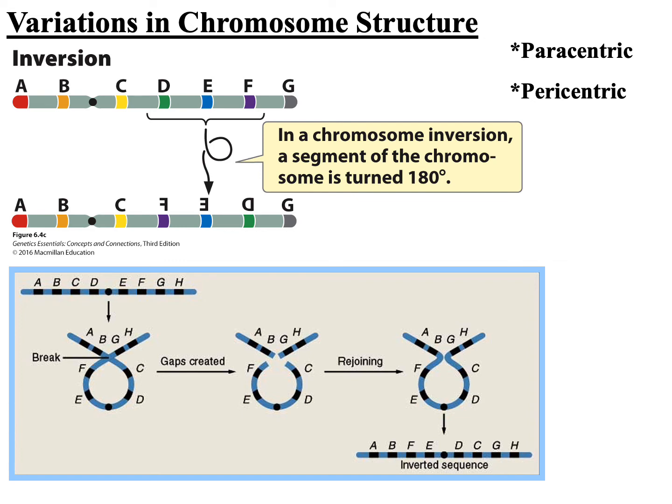Now, inversions can be categorized as paracentric or pericentric, and this really is just a definition that describes where the inversion has taken place. If it includes the centromere, that's referred to as pericentric. If it does not include the centromere, that is referred to as paracentric. The way I always remember it is: para with an A avoids with an A the centromere, and peri, with an I, includes, with an I, the centromere. So again, just a specific designation for that.